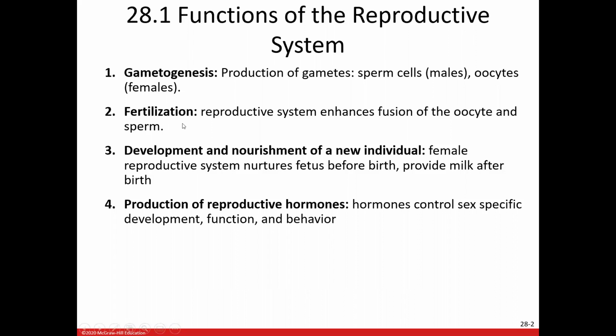That process is fertilization, the second major function of your reproductive system. When that sperm ultimately reaches the oocyte and manages to break through the outer barrier, those nuclei will fuse and then again make a zygote.